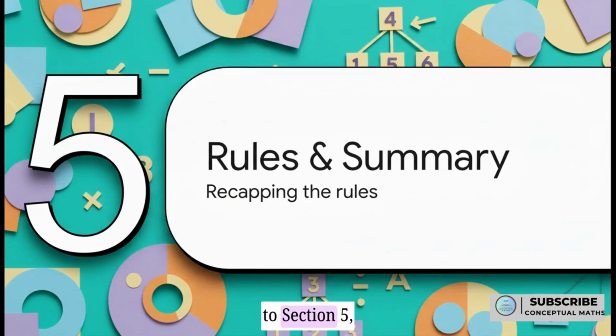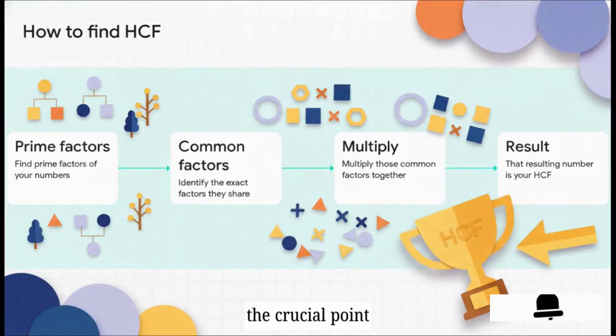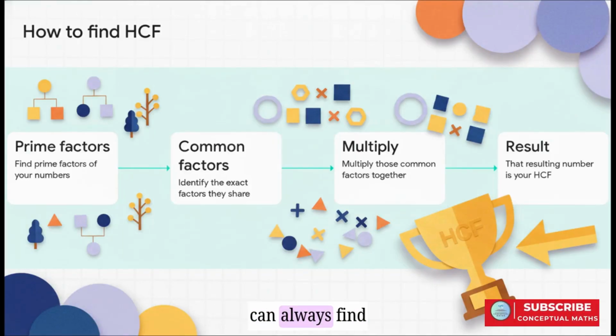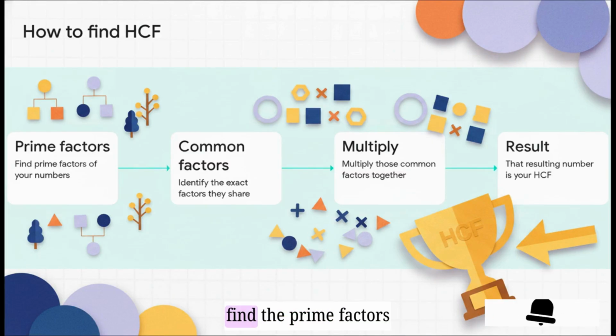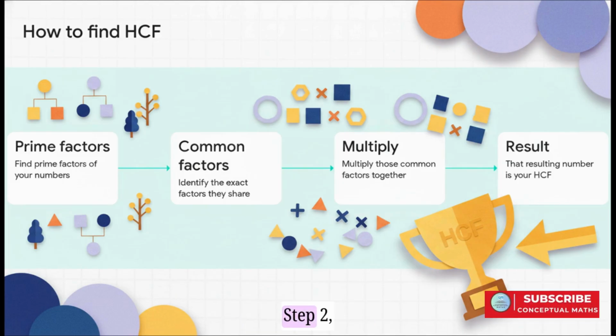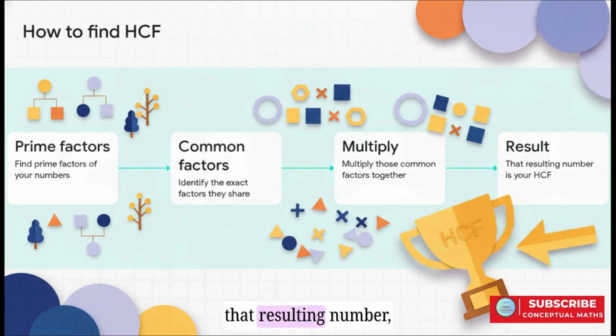Which brings us to Section 5, Important Rules and Summary. So, the crucial point here is that you can always find the HCF successfully if you just follow this definitive chronological path. Step 1, find the prime factors of your numbers. Step 2, identify the exact common factors they share. Step 3, multiply those common factors together. And Step 4, that resulting number, that's your highest common factor.